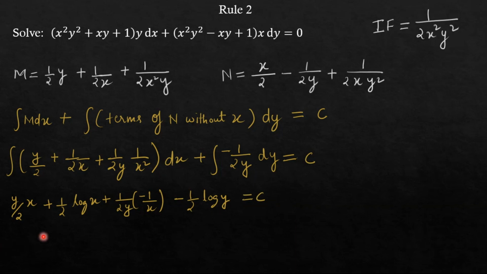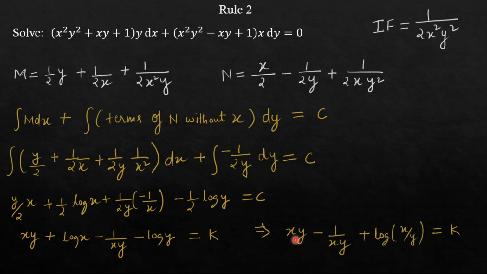Now from all the terms you can take 1 by 2 common and bring that 2 to this side. So you will get xy plus log x minus 1 by xy minus log y. I have taken 1 by 2 to this side, so I am treating 2c as a new constant k, because 2 into c is also a constant. So I am representing it with a new constant k. Now you can combine log x and minus log y: xy minus 1 upon xy, and log x minus log y I can write as log x by y, is equal to k. So this is the solution of the given differential equation. So this was the rule number 2.